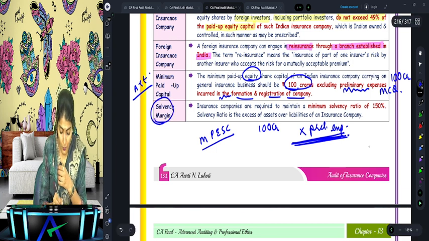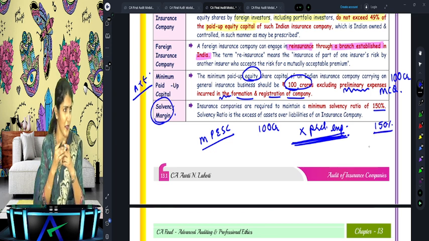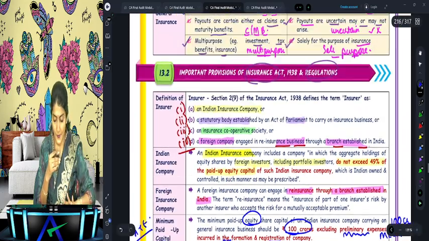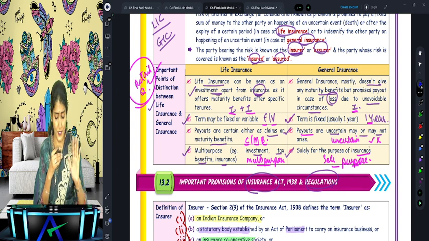And what is the solvency margin which is to be maintained by the insurance company? 150%. We'll come to this shortly. We have a discussion regarding solvency margin, so at that time we will discuss more about it. Right, so have we completed page number 1?